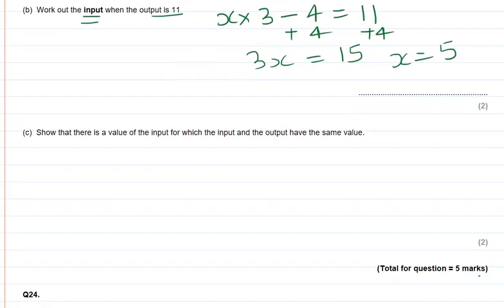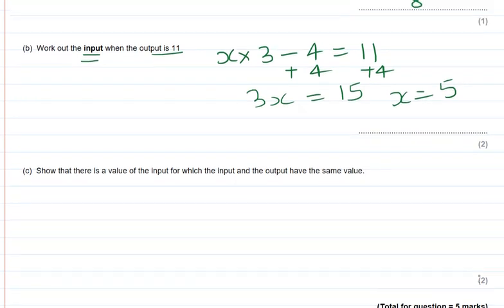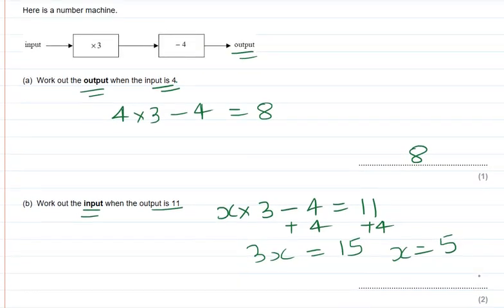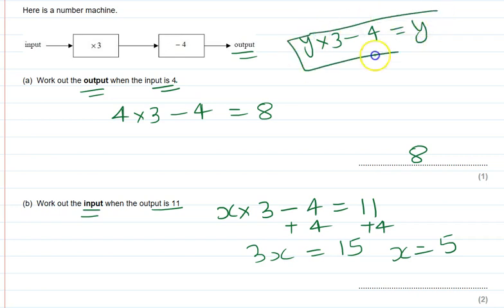Okay, show that there is a value of the input for which the input and output value are the same. So let's take the input value as y and the output value is also y. If the input value is y, it will be y times 3, take away 4, and that should be equal to the output value. Why? Because input and output values are the same. So we can write down this equation.